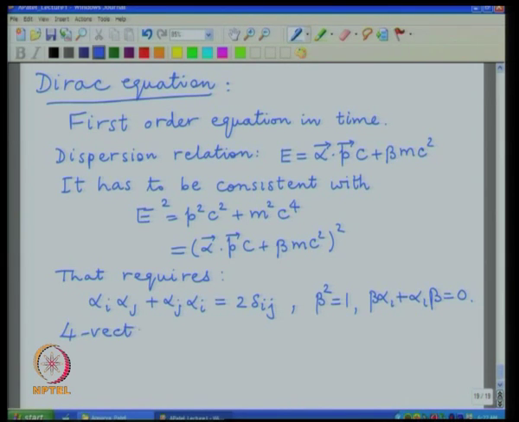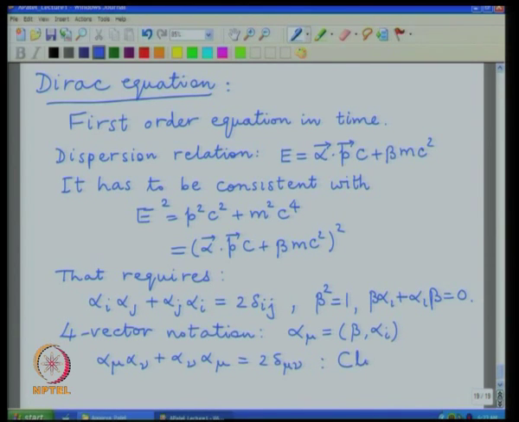The algebra can also be expressed in a 4-vector notation, where let us refer to this alpha mu as the set of objects consisting of beta and alpha i, and then the relation can be rewritten as alpha nu plus alpha mu is equal to 2 delta mu nu, and this is an object familiar in mathematics, and it is known as Clifford algebra.